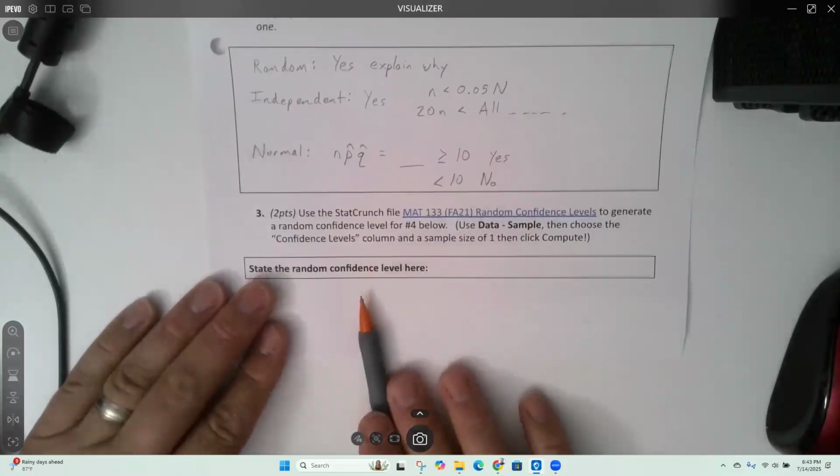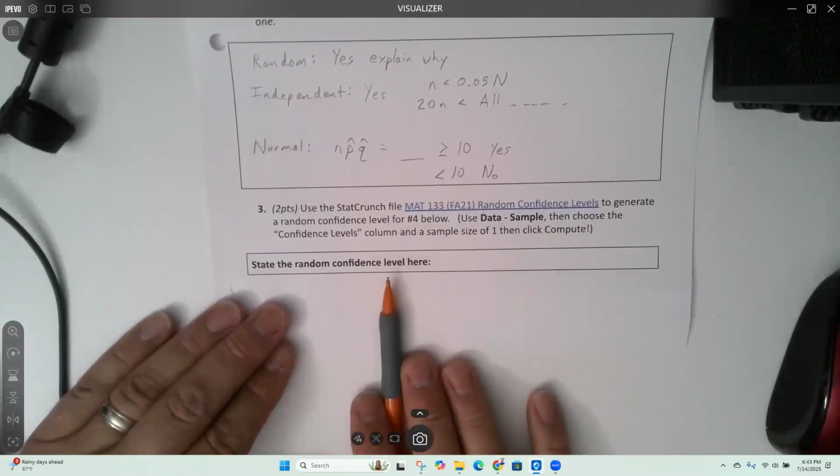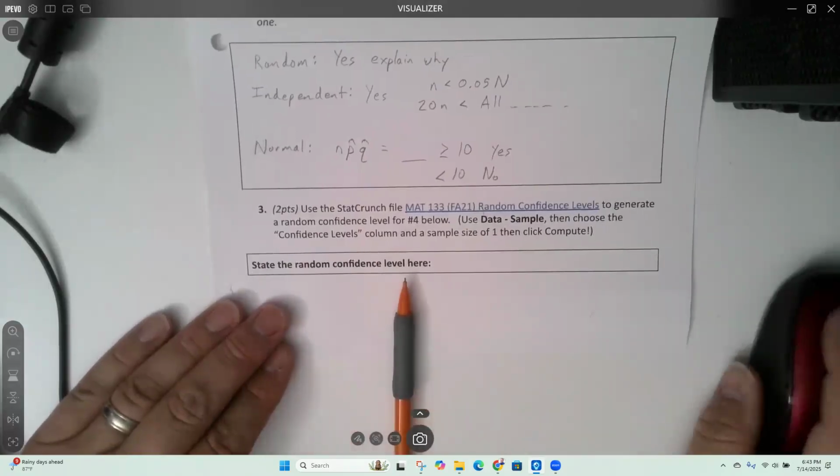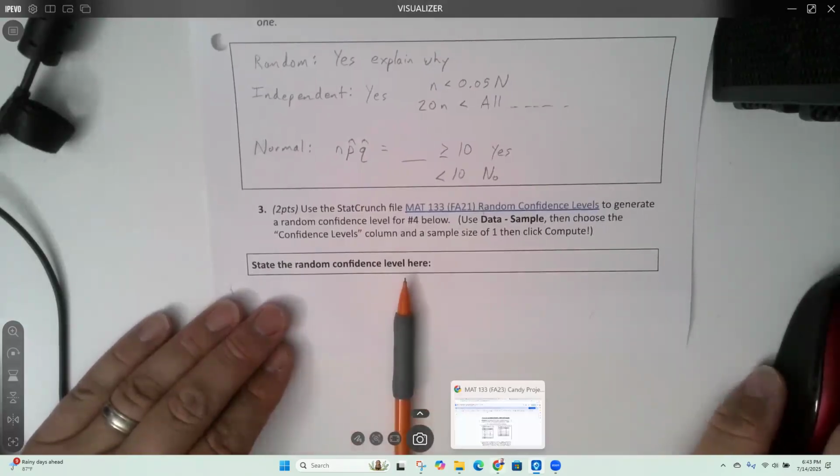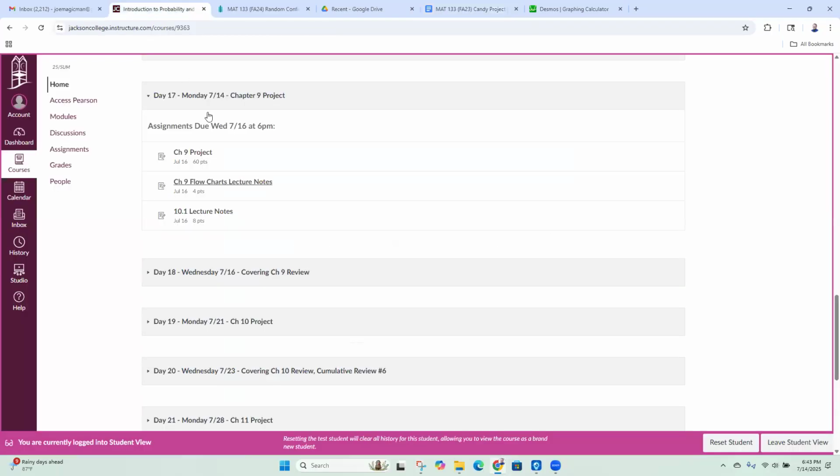For this part, we need a confidence level. Okay. So for the confidence level, what you're going to do is over here in Canvas, we'll click on Project 9.